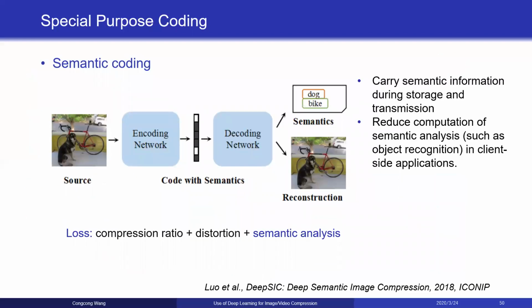There are also some other interesting work proposed, like deep compression methods that can be designed to carry semantic information by adding semantic analysis information into the architecture and the loss function. The semantic information can be carried during transmission or storage. This can reduce the client-side computation. The client side doesn't need to recompute the semantic information again.